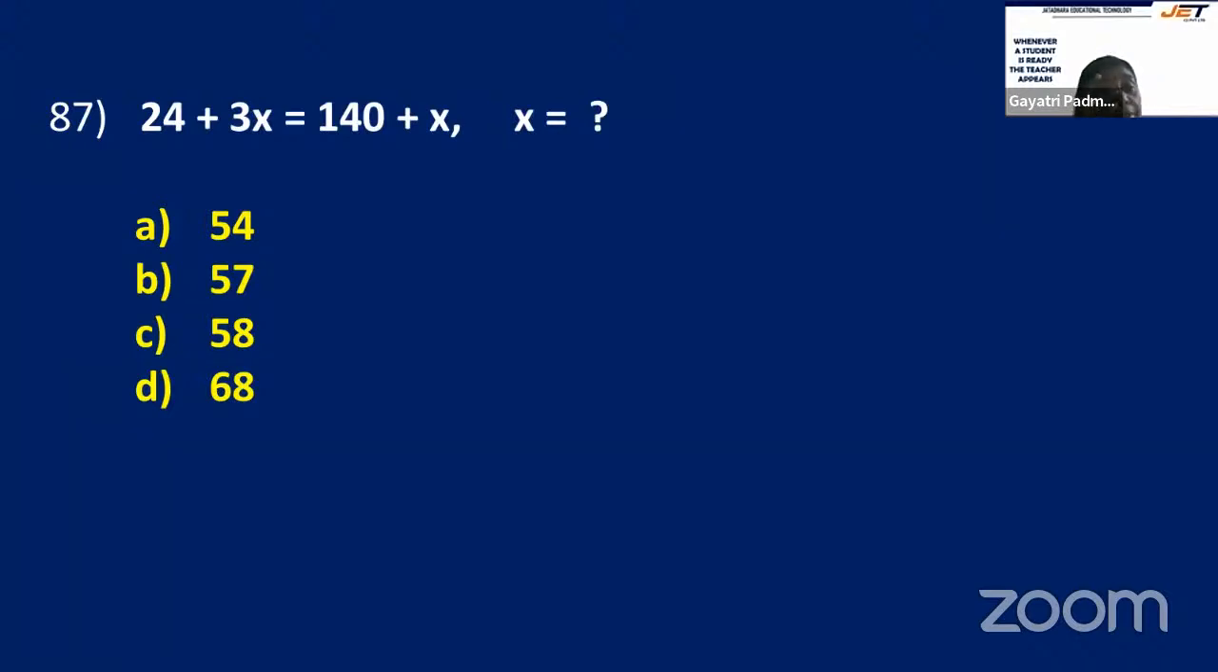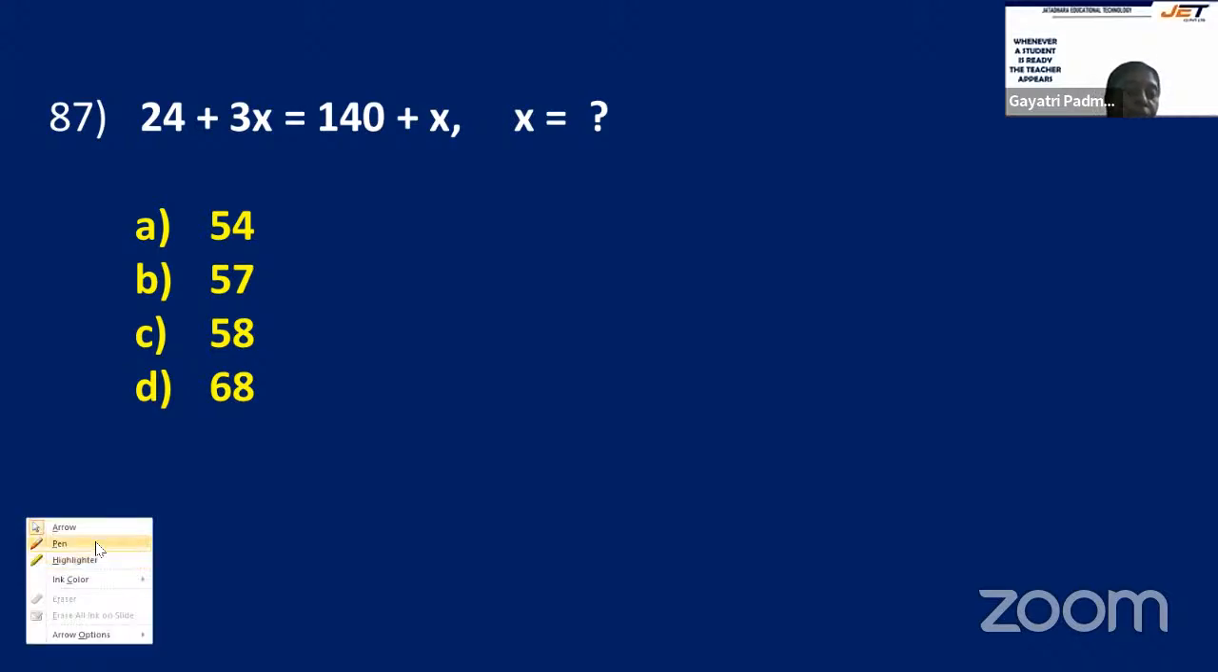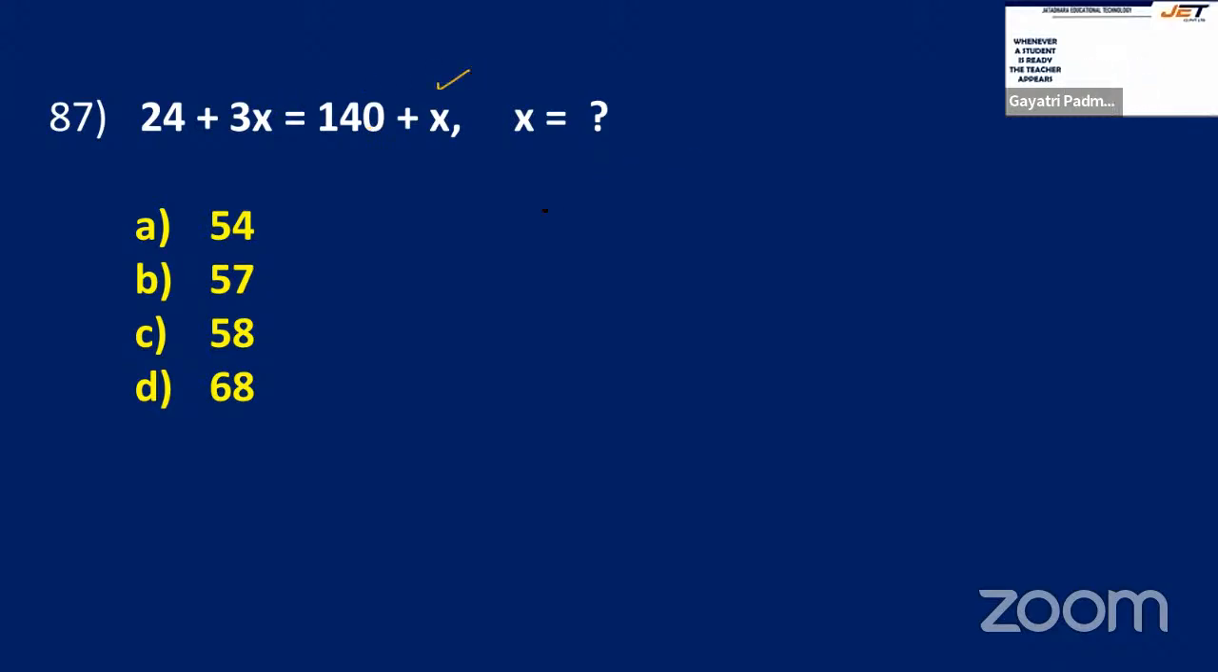We have 24 plus 3x is equal to 140 plus x. In any question, if the unknown is just one variable, it is easy for us to find the answer. Now bring all x to one side and all the numbers to the other side. For those who are thinking a little bit about how to do it, I'm working it out, and others who know it, please do it by yourself.